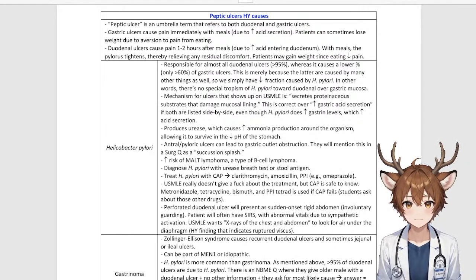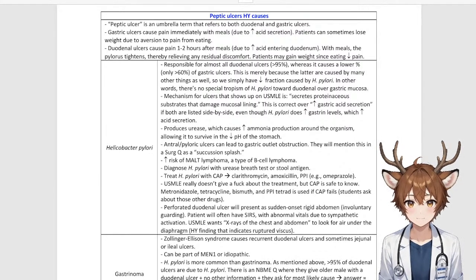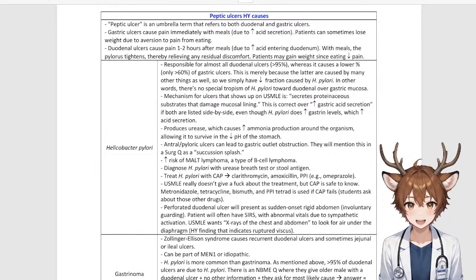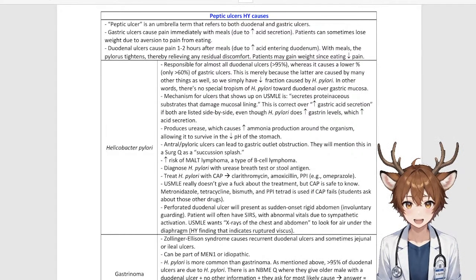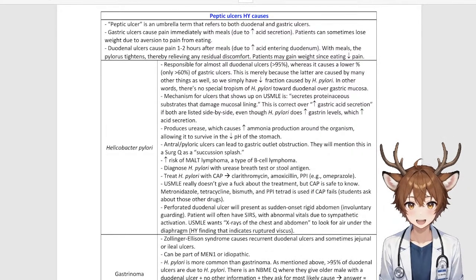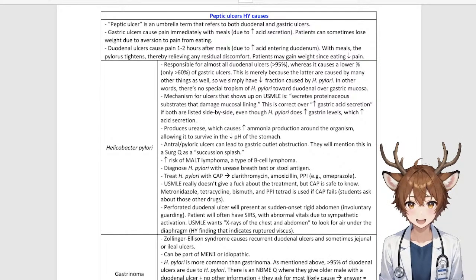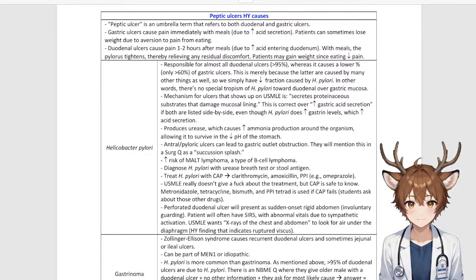USMLE really, by the way, clarithromycin is a macrolide for reference. USMLE really doesn't care about the treatment, but CAP is safe to know. Again, clarithromycin, amoxicillin, and omeprazole or another PPI. Metronidazole, tetracycline, bismuth, and PPI, the tetrad, is used if CAP fails. Students ask about those other drugs, and metronidazole, tetracycline, bismuth, PPI is a backup.